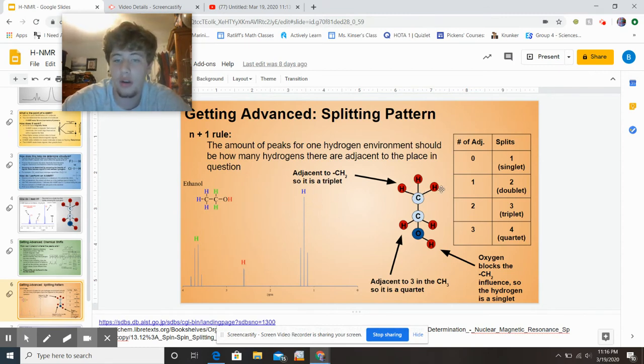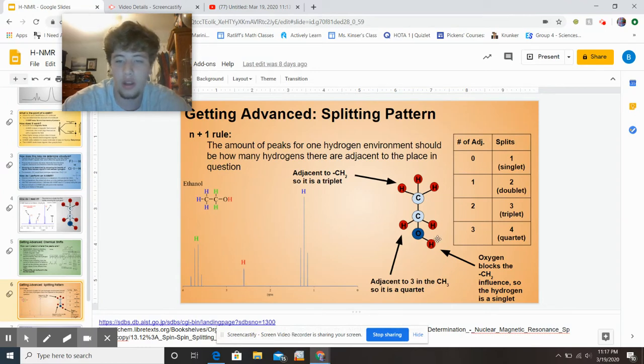So this CH3, you can see, is adjacent to a carbon with 2 hydrogens. So these 2 hydrogens means it's n+1. So 2 plus 1 equals 3. So if we look at the CH3 peak, which is here, we can see it is a triplet. It's 1, 2, 3 because it is adjacent to 2, plus 1, 3, right?